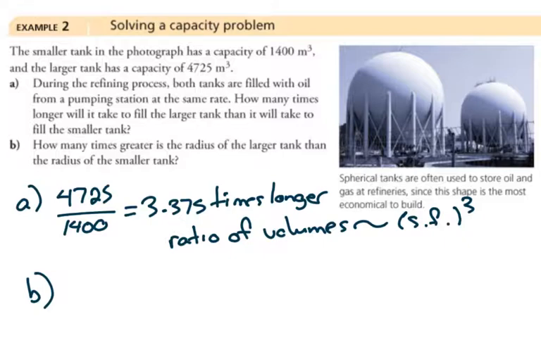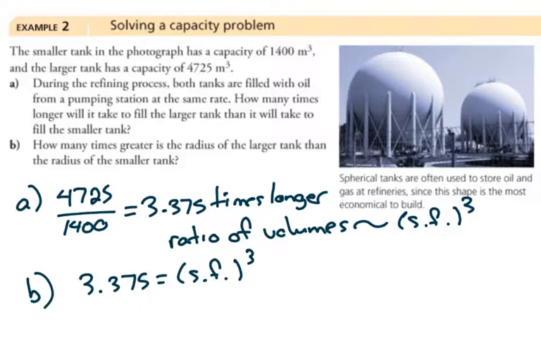Knowing that allows us to answer question B, how many times greater is the radius? Because obviously, you look at those two tanks, the big tank does not look 3 times wider than the little tank. And in fact, it's not. But that 3.375 is the scale factor cubed. So now from this, we need to determine what actually the scale factor was. What multiplied by itself 3 times gives us 3.375?